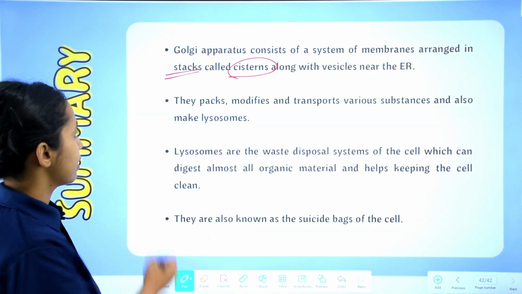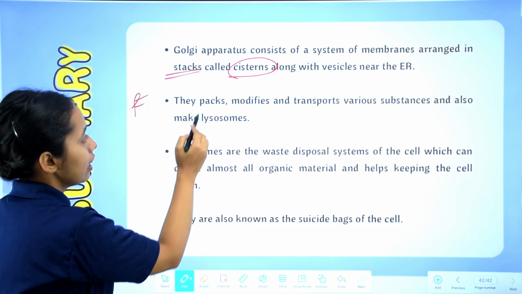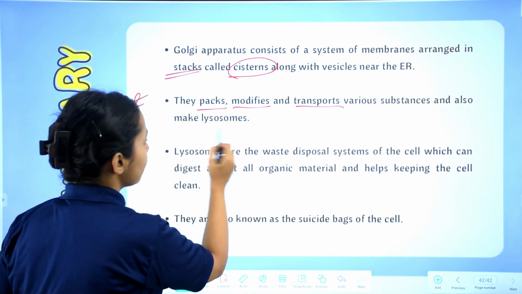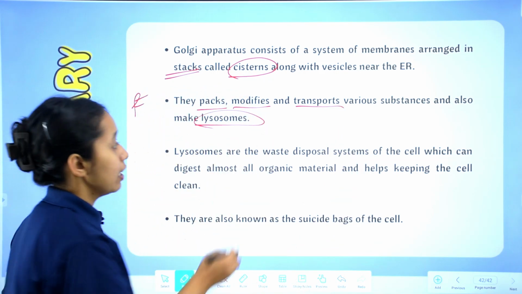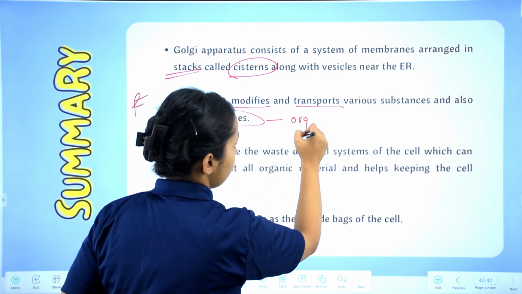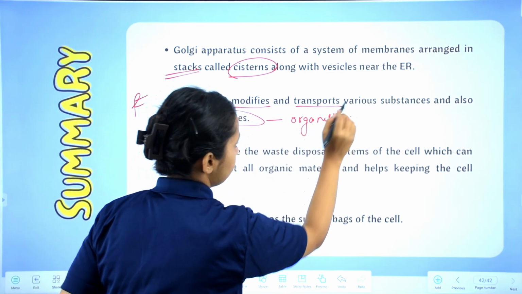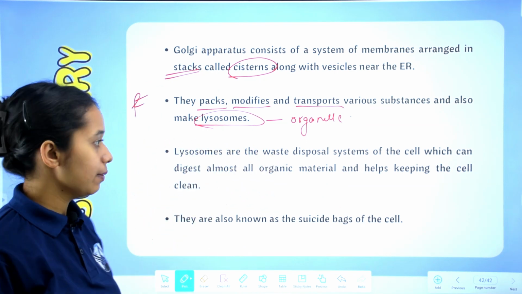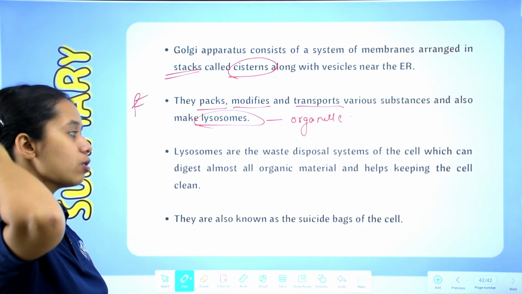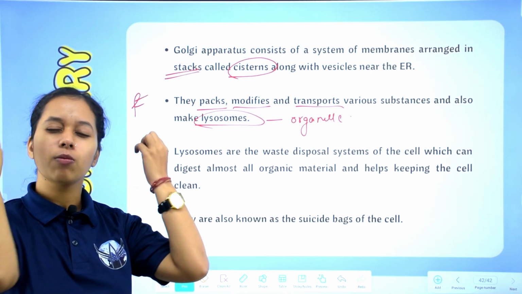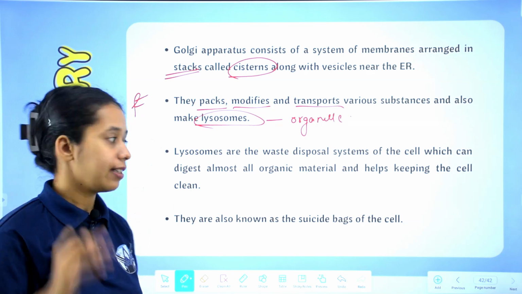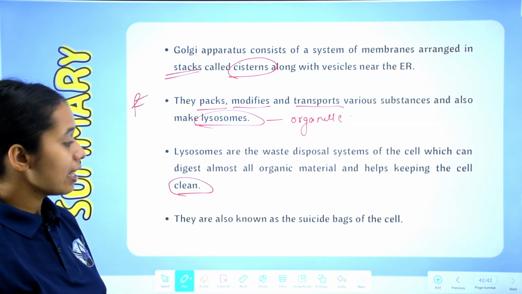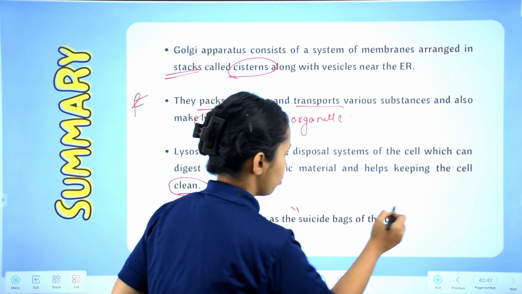This is the function: they pack, modify and transport various substances and also make lysosomes. What are lysosomes? Lysosomes are yet another cell organelle. They are the waste disposal system of the cell which can digest almost all organic matter, including the parent cell, and help keep the cell clean. They are also known as the suicide bags of the cell.